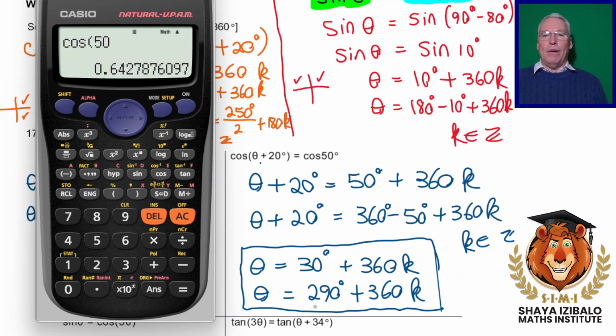All right, let's test one from the bottom here. 290 plus 360k. Suppose k was minus 1. 290 minus 360. So we're saying cos of negative 70. So let's check this out. If we find the cos and we put negative 70 in here, we're looking at theta, negative 70 for theta. So negative 70, and then plus the 20, we're going to get that same value for cos of 50. There it is, it's 0.6427. Okay, so it definitely works.